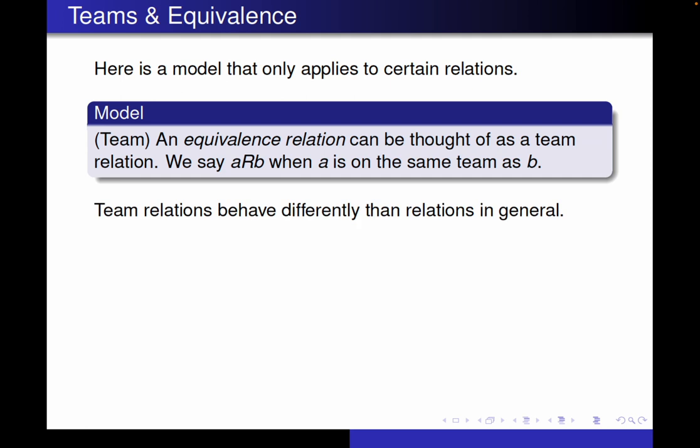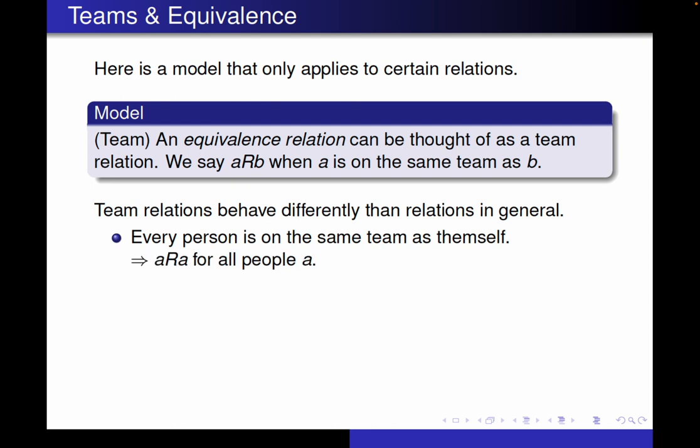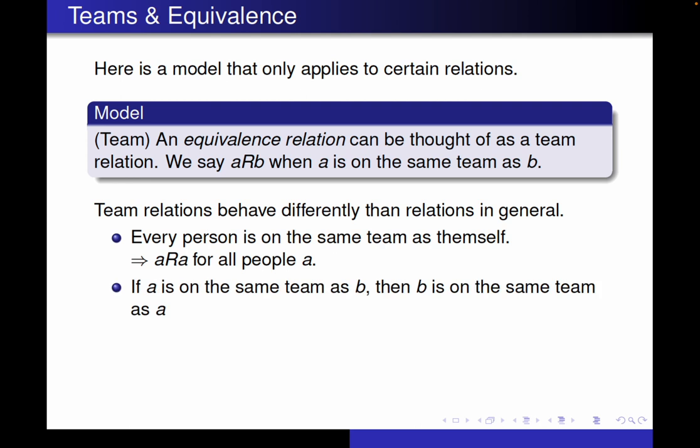Team relations behave a little bit differently than relations in general. First of all, if you have teams, every person who's on a team is on the same team as themselves. In fact, that also tells us that the two sets that are relating things have to be the same set as well. So that says that A is related to A for all people A. If A happens to be on the same team as B, it follows very directly that B has to be on the same team as A. In the language of relations, that says if A is related to B, then B is related to A.